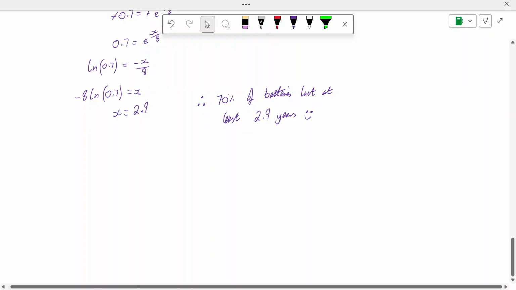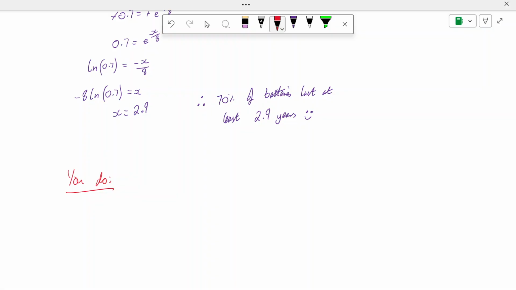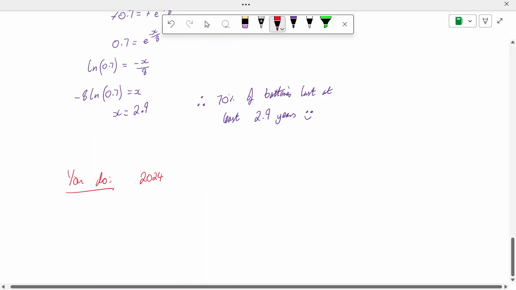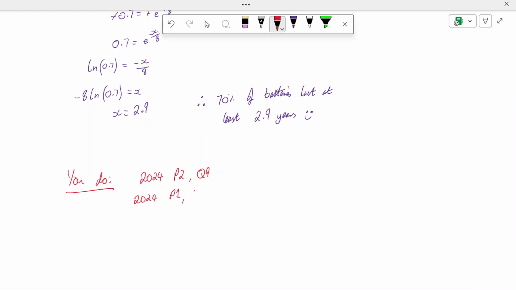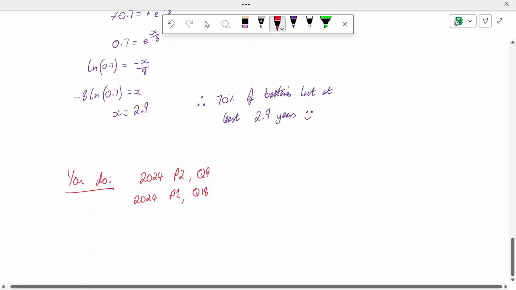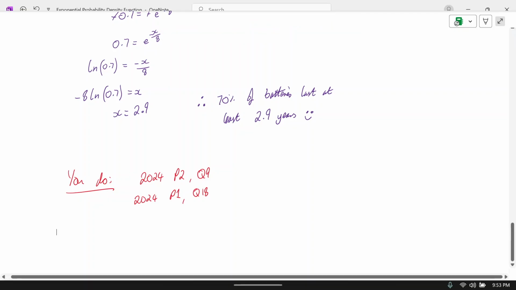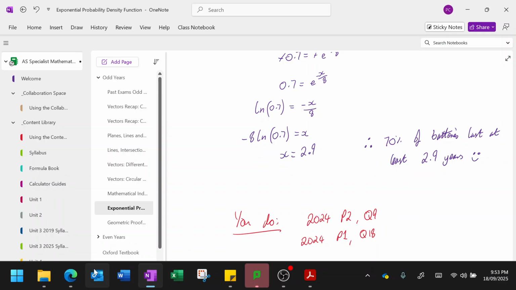Now for a you-do, from the exam papers we've got a few really good choices, but the ones I'm going to go through right now, I'm going to have a look at 2024 paper 2 question 9, and then I'm going to have a look at 2024 paper 1 question 18. Groovy. Let's have a squiz. So I'm going to start with 2024 with paper 2.